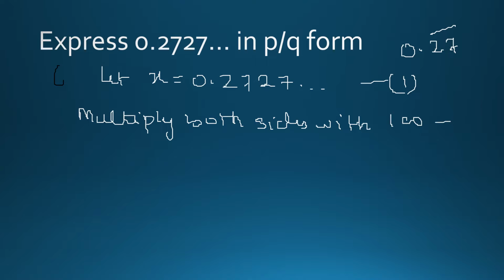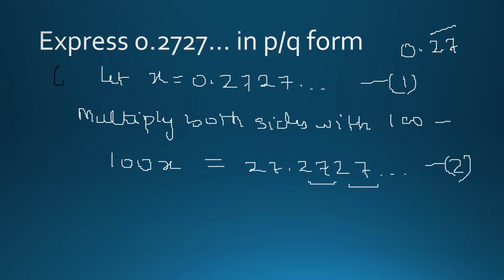Okay? So on the left hand side, if you multiply x with 100, it will become 100x. And on the right hand side, it will become 27.2727. Is it correct? Because if you multiply by 100, the decimal will shift to the right and you will get 27 point. You can put as many 27s after the decimal as you like because we have repeating digits. We have a bar on 27, okay? This is my next equation.